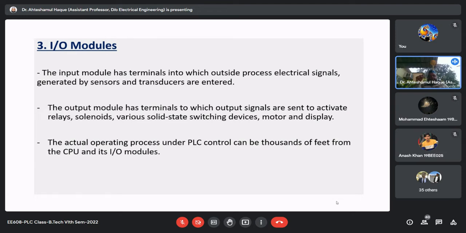So for the output module, once you give the input, your CPU will execute the program as per your desired operation, whatever you have written in the program, it will operate accordingly. And then at the output, it will activate or deactivate the solenoid of a relay or any other solid state switching device, whatever you have programmed, whatever is your requirement. So at the output you have relays, the thing which you want to elaborate, right? Then the actual operating process under PLC control can be thousands of feeds from the CPU and its certain modules.